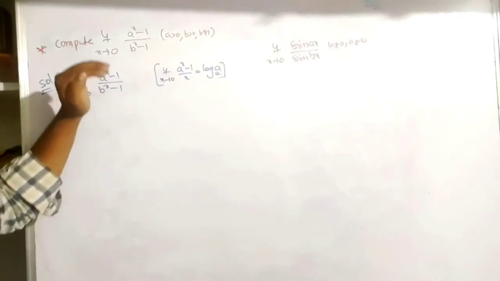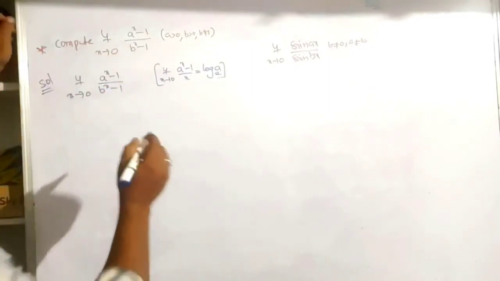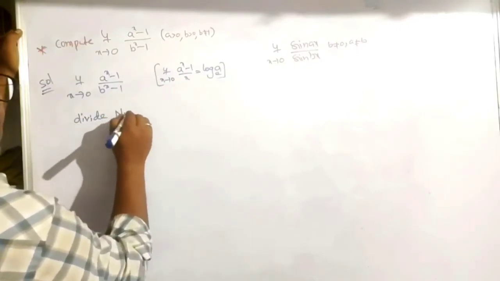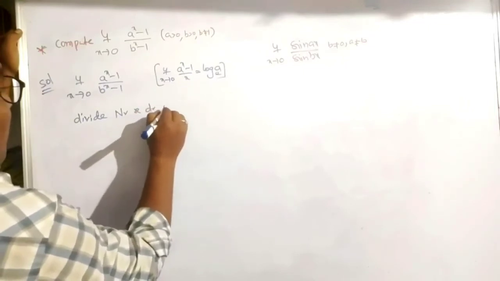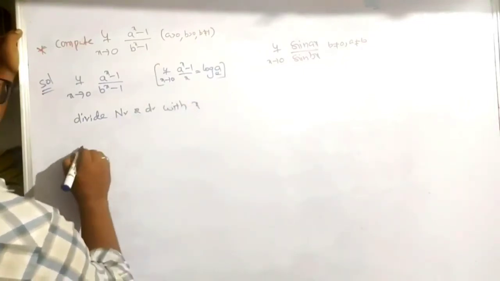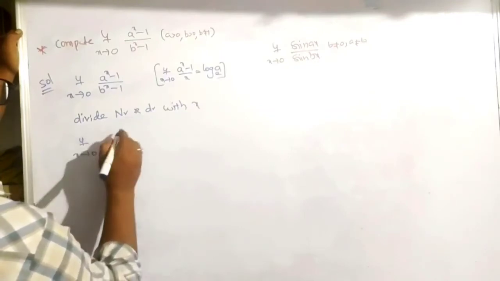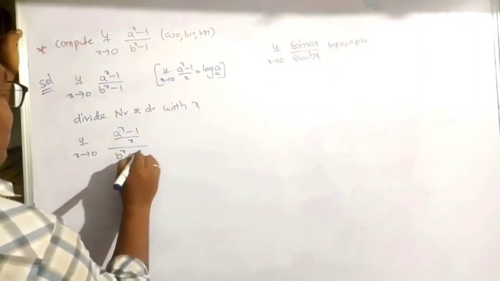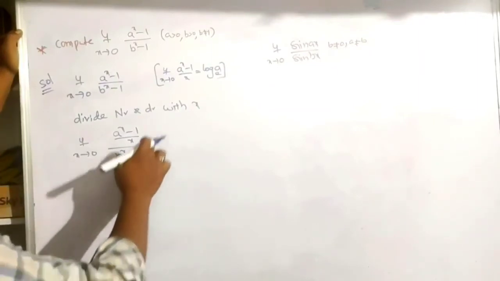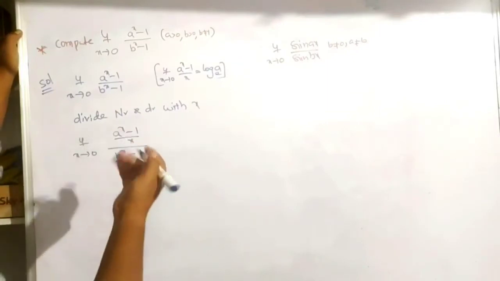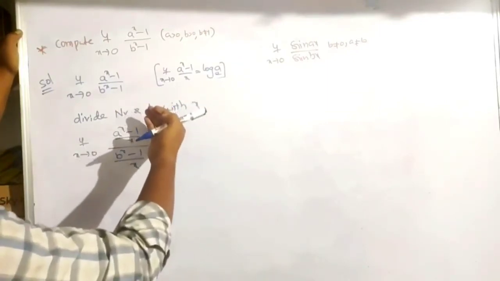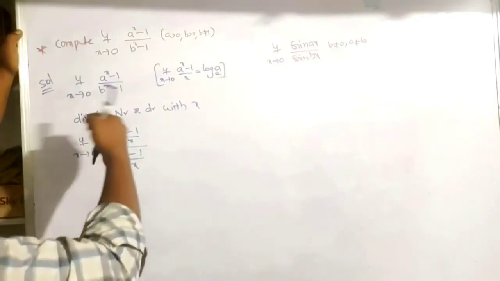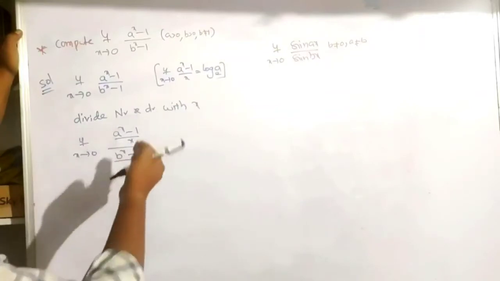Therefore, divide the numerator and denominator by x. Therefore, limit as x tends to 0 of ((a^x minus 1) by x) by ((b^x minus 1) by x). If you cancel the x, we get again this form only. So if you multiply and divide both numerator and denominator, there is no change of value. That's why we divide both a^x minus 1 and b^x minus 1 by x.